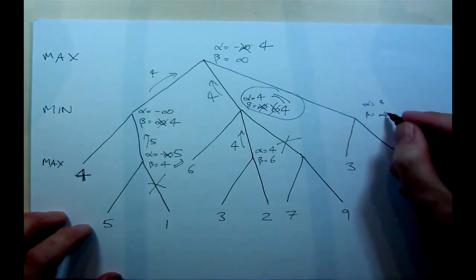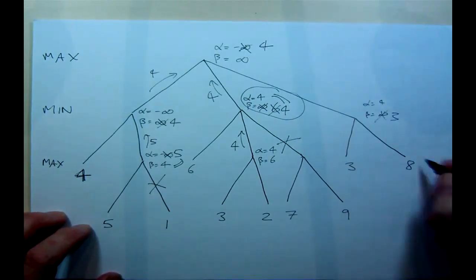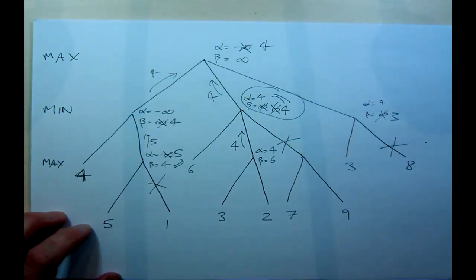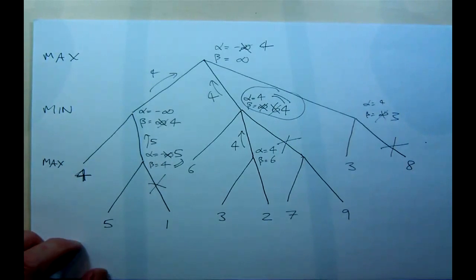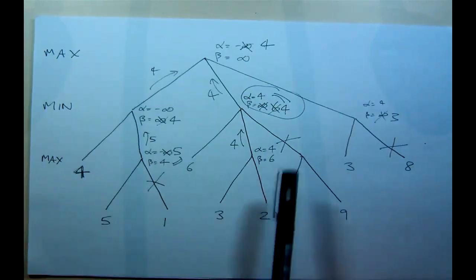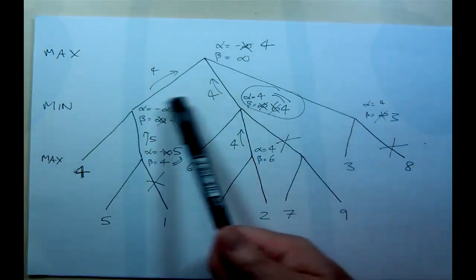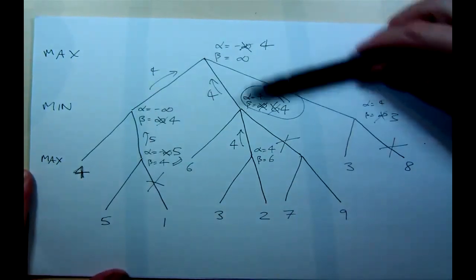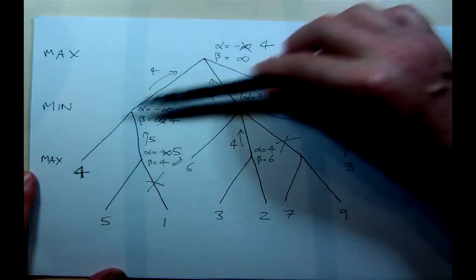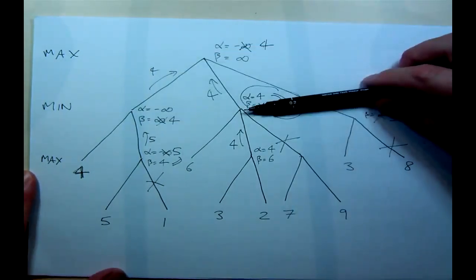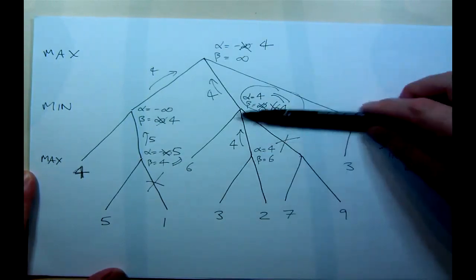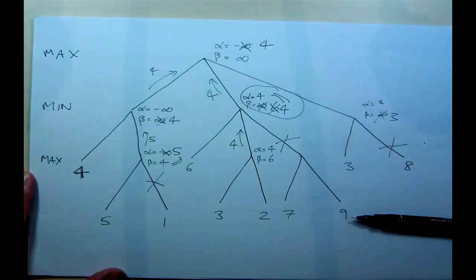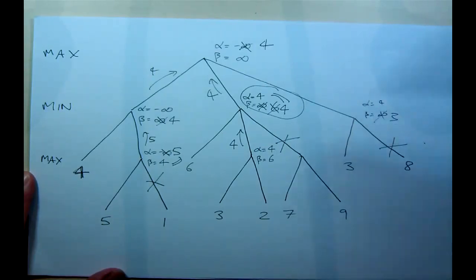Min, beta becomes 3. This gets pruned off. And you can go through and analyze, come up with a story why these things get pruned off. You know, here, Max knows that they can get at least $4, but if they make this choice, they can be forced to accept less than $4. So that's why this gets pruned off, and it's a similar story here.